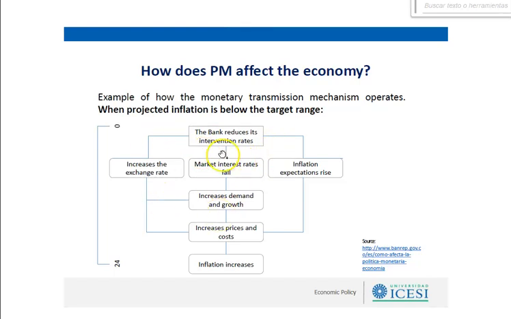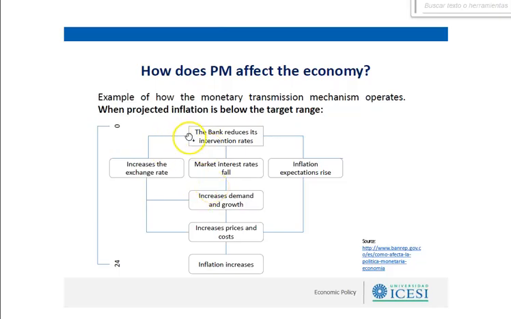This is like a graph that you find on the web page of the Central Bank, El Banco de la República here. So I will use it to explain the transmission mechanisms. The first case is the one where the central bank reduces the intervention interest rates, and the central bank can do that when projected inflation is below the target range. So we identify here at least four mechanisms.